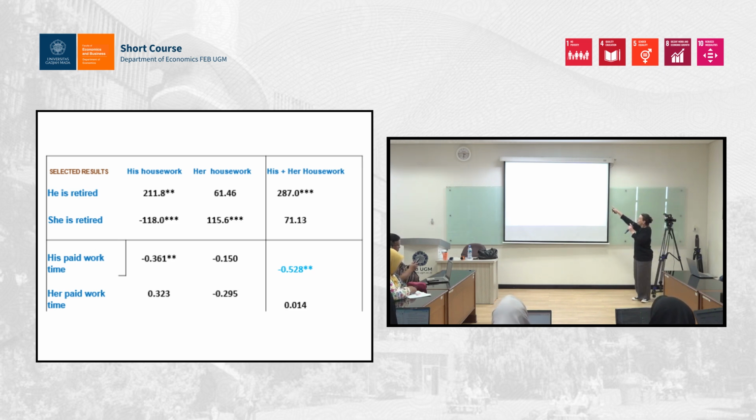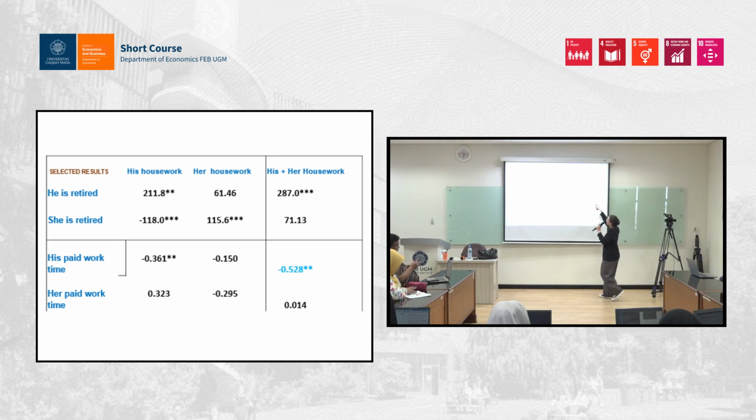But what you see is that when the husband retires, he has 211.8 more minutes of household work. So if you divide 211 by 60, that is 3 hours and a half. So every day this retired French husband is spending on average 3.5 hours more on household work once he retires. It's a huge effect, okay?